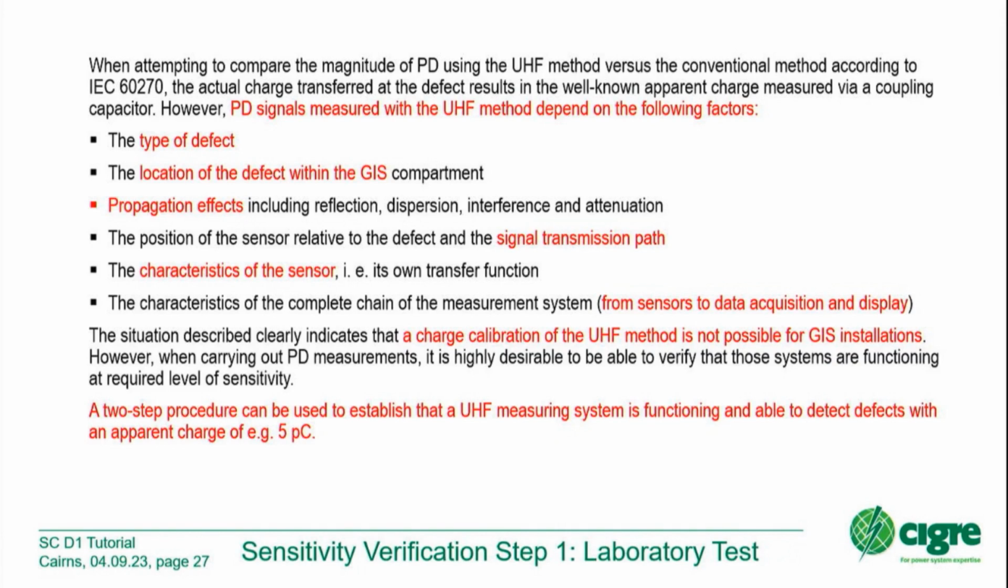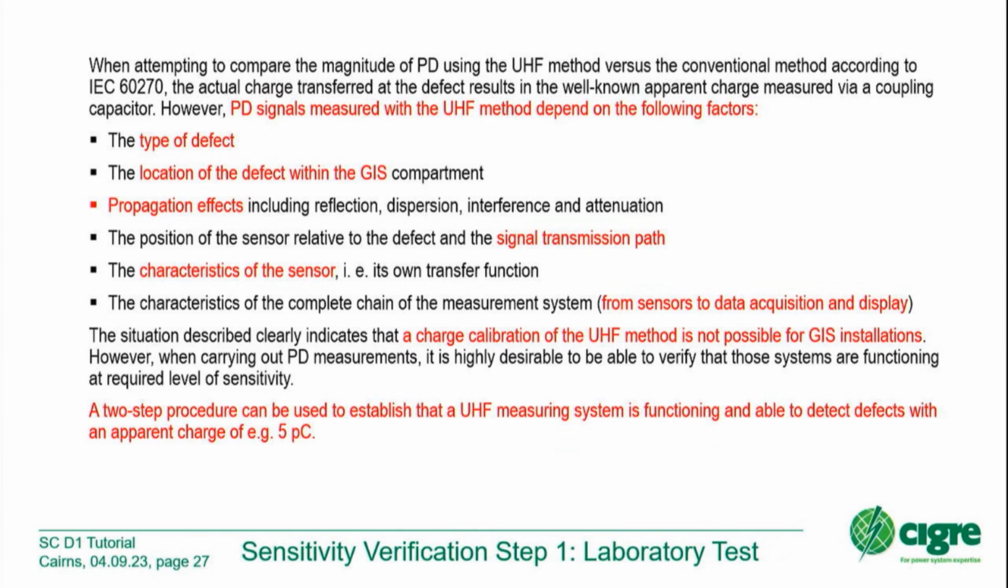Then we need to consider the position of the defect inside the GIS. I talked about that we have maybe roughly 20 meters distance between two couplers, and if the defect is in the middle of this distance, we see at both sensors the same magnitude. One PD signal is captured by two couplers with the same magnitude if the defect is in between. If the defect is very close to one sensor, we see a high magnitude on one sensor and a lesser signal on the other sensor, or even nothing, no signal. That is the meaning of the location of the defect within the GIS compartment.